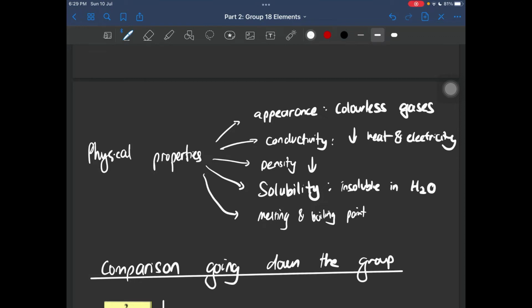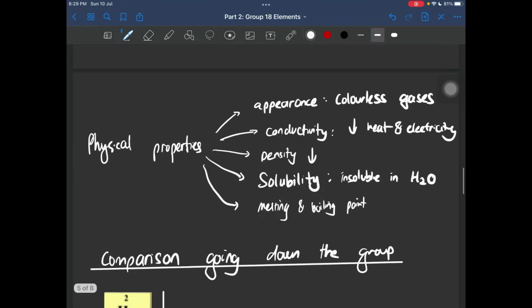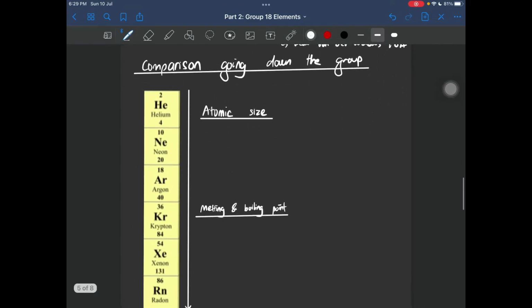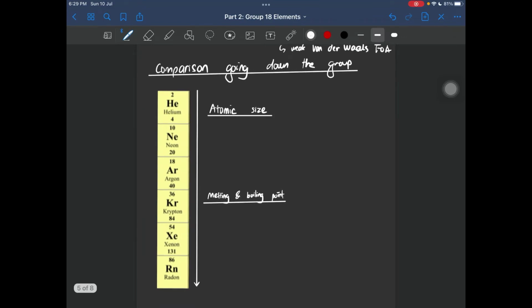How about its melting and boiling point? Well, as we already mentioned earlier, it is a non-metal, and non-metals are held together by weak van der Waals forces of attraction. Therefore, they have low melting and boiling points. Next, we're going to look at the comparison between the elements in this group when we go down the group. We're going to look at two things, which are the atomic size and also the melting and boiling point.